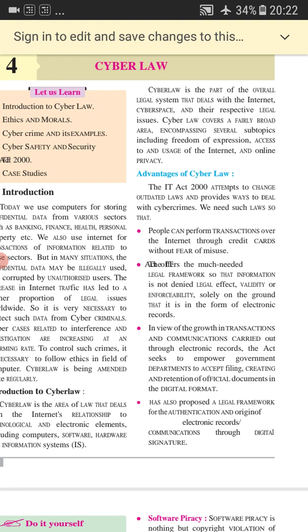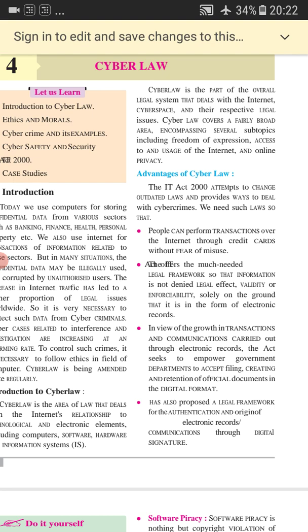So if we are doing it in a legal way by following proper rules, then no one will face any doubt regarding performing any transaction. Next is legal framework, so that information is not denied legal effect. So validity of information is mandatory, and enforceability. So these are all the advantages of cyber law. OTP is one of the real life examples.